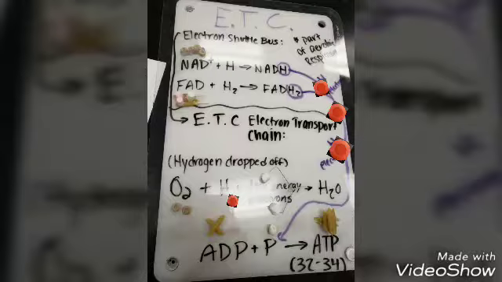O2, which is the final picker-upper of electrons, binds with low-energy electrons and hydrogen to create H2O, which is a product of cellular respiration. The ETC is the third and final step of aerobic respiration. Lots of ATP are formed as well. About 32 to 34 ATP is produced.